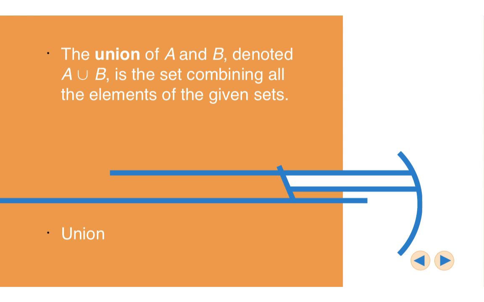The union of A and B, denoted A ∪ B, where denoted pretty much means has a symbol that looks like a U, is a set combining all the elements of the given sets. That means any number that is in A or B, you make a set of it.